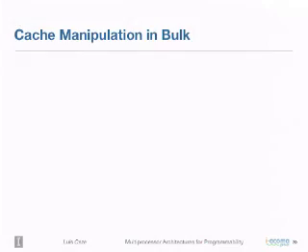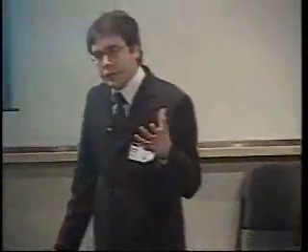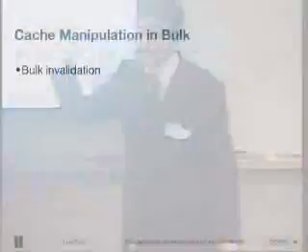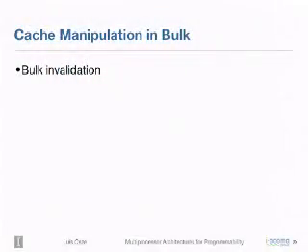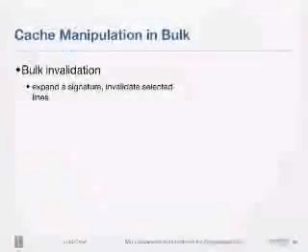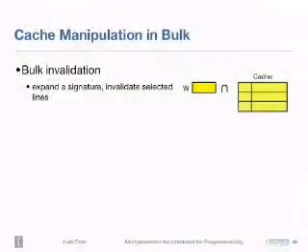Now, okay. So let's see. I told you earlier in the talk that much of the system operation is based on these signatures. But one thing that's missing now is how do we manipulate the cache in bulk using these signatures? The main operation is called bulk invalidation. Bulk invalidation gets an incoming signature, expands it, and invalidates the selected lines.